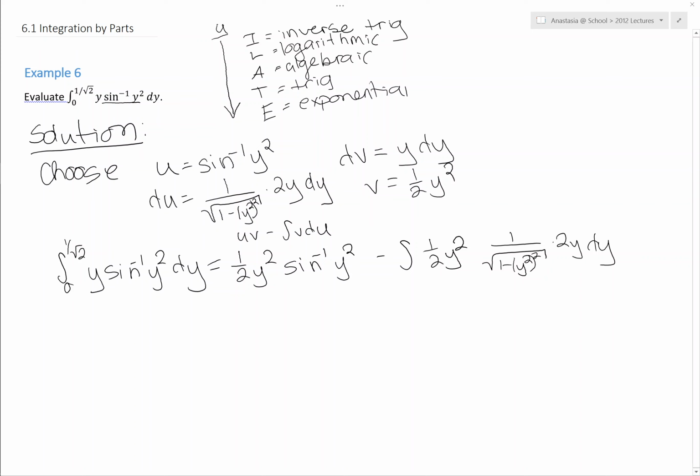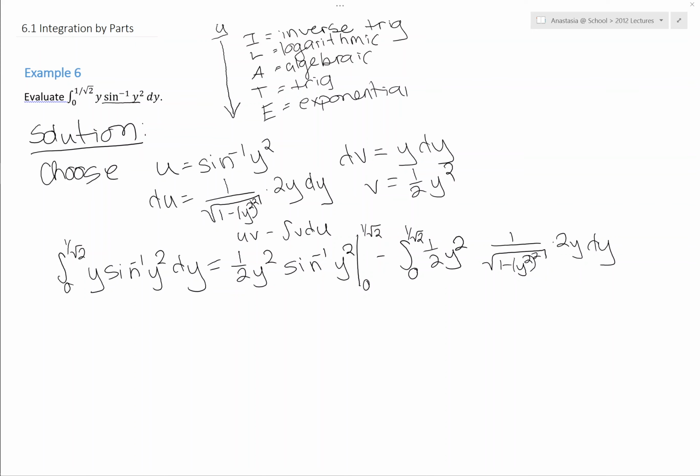But since we are evaluating a definite integral, we need to remember that on the right side of this equation now, our first term, the 1/2 y squared arc sine of y squared, has already been integrated, which means we just need to evaluate it. So we're going to have a vertical bar and our bounds of integration, 0 and 1 over root 2. Our second term still needs to be integrated, so we need to remember to carry our bounds of integration there.